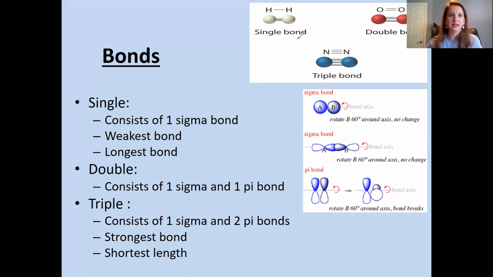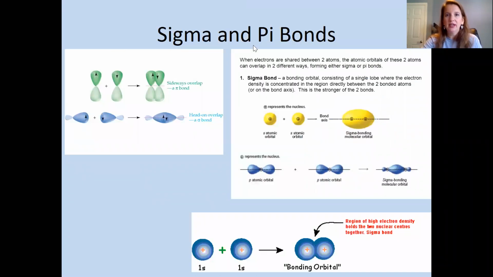Okay, so this next slide goes into a little bit more about the sigma and pi. This is just for your information if you want it. You don't have to know any of the information on this slide. It's just showing you how those orbitals can overlap, creating a sigma bond or a pi bond, where the nuclei are, how those electrons are shared, where the electron density is, that kind of thing. So just look over this if you wanted a little bit more information about the sigma and pi.